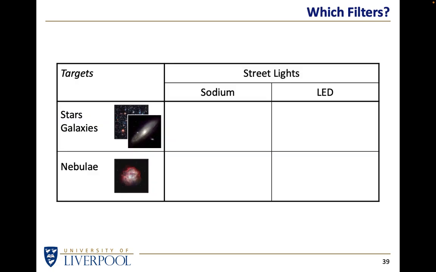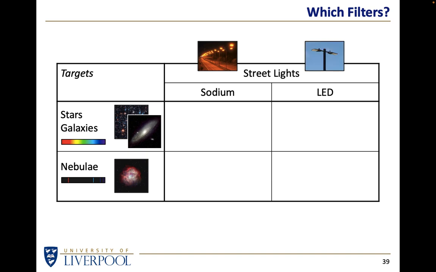So let me try and visually summarize what I've been saying. The targets we might be interested in are stars and galaxies, which emit across the whole of the visible spectrum, whereas nebulae emit only at specific colors, for instance, red, cyan, maybe others. And the streetlights, of course, we have sodium, which is pouring out lots of orangey yellow light into the sky, and LEDs, which unfortunately are pouring out across the entire visible spectrum.